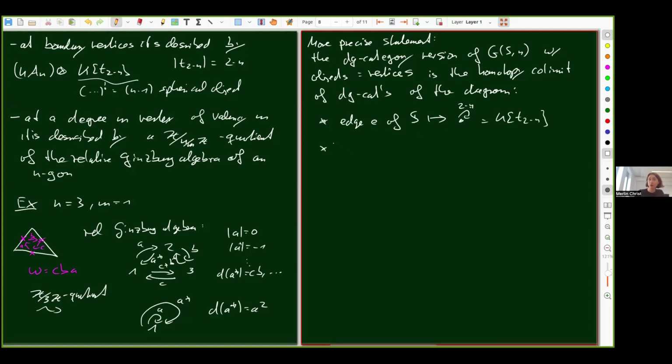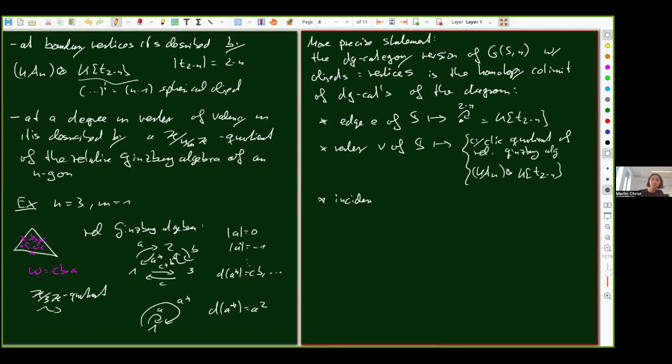It associates to a vertex either the cyclic quotient of a relative Ginzburg algebra, a DG category with finitely many objects, or again this AN quiver tensored with this Laurent algebra, and then to each incidence of V and E, this is some dg functor.